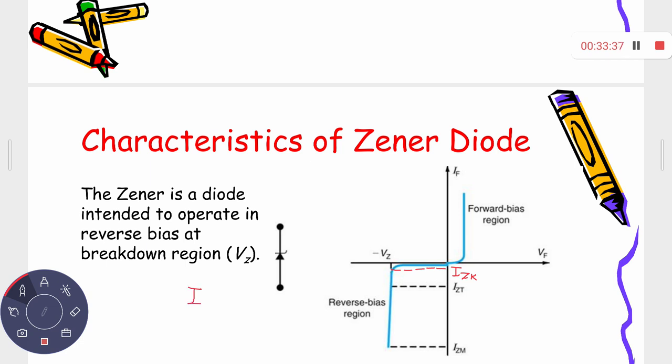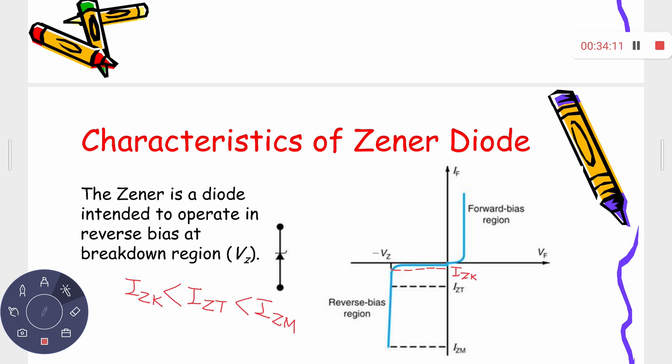So basically, your IZT is greater than IZK and less than IZM. So IZT, the test current, is greater than the knee current IZK and less than the maximum current. You have to ensure that the corresponding test current should be in between the knee current and the zener maximum current.